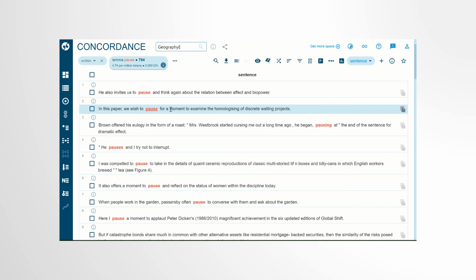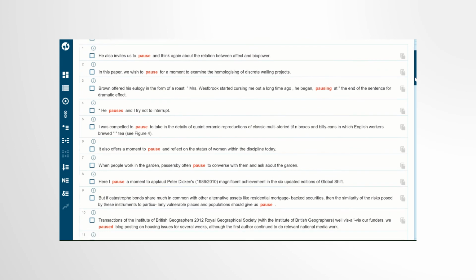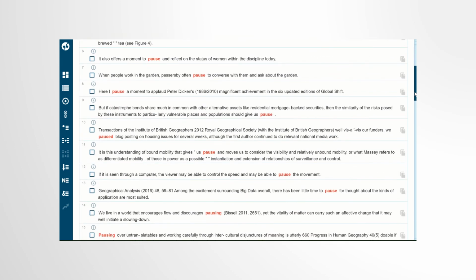Yes, the second line, for instance, is already relevant for us. Wish to pause for a moment to examine. Here I pause a moment to applaud Peter Dickens's magnificent achievement, and so on. And we'd save all these occurrences, and this will allow us to compare speech and writing.